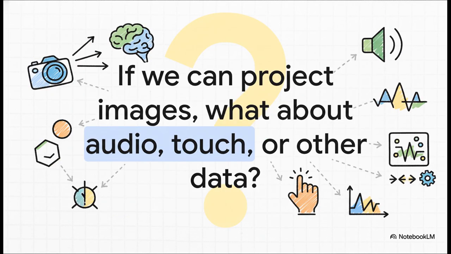And that leaves us with a pretty mind-bending final thought. We've basically taught a machine to translate our sense of sight into a language it can understand and reason about. So what's next? What would it take to build these same kinds of projection matrices for sound, for touch, for smell? Think about it. We're not just building AIs that can see and read. We're on the path to building a kind of Rosetta Stone for reality itself.